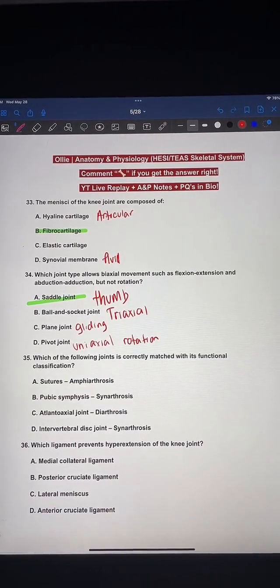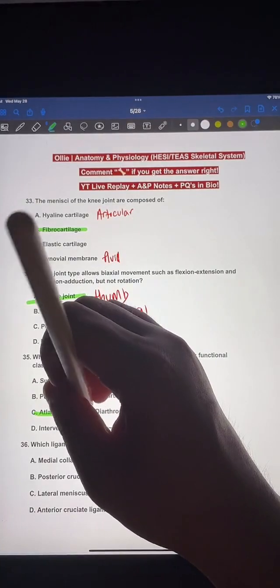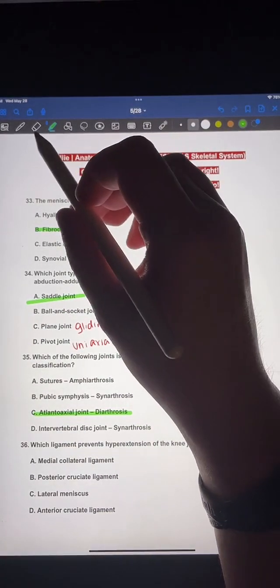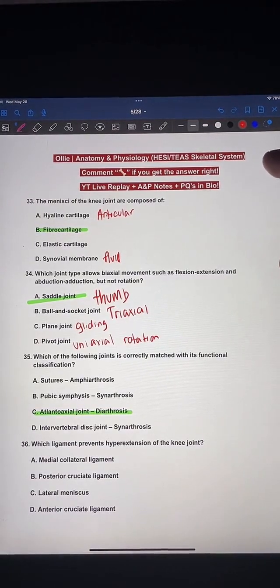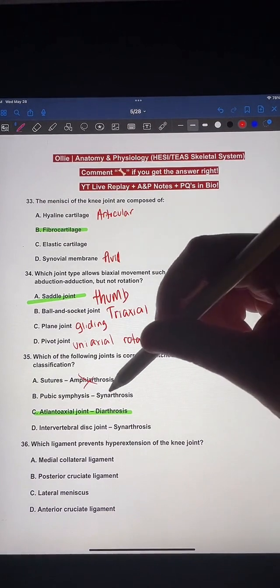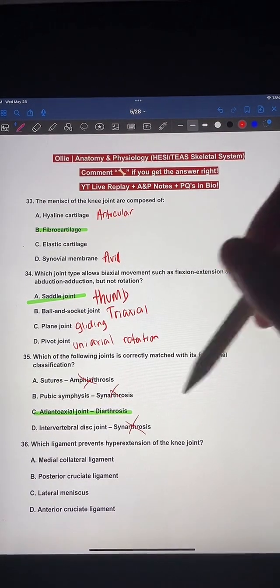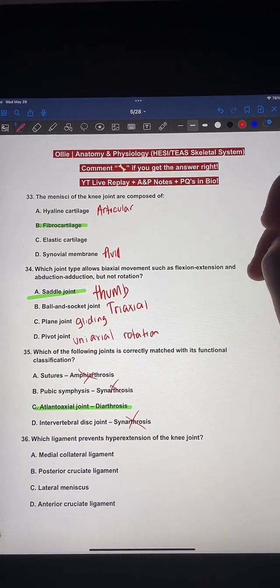But number 35, the answer is C. It is the atlantoaxial joint. That's our diarthrosis. So this is going to be a pivot type synovial joint. It's freely movable. Sutures are immovable, so these are wrong. Pubic symphysis, these are slightly mobile. And same thing with intervertebral joints. They're only slightly movable.